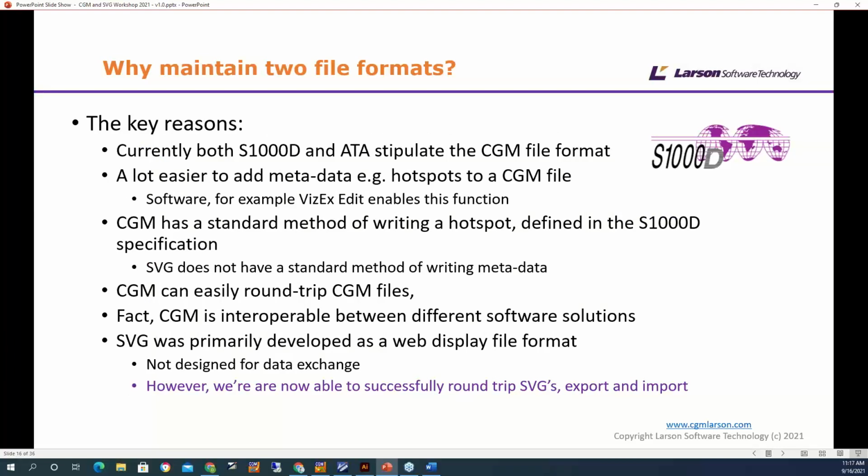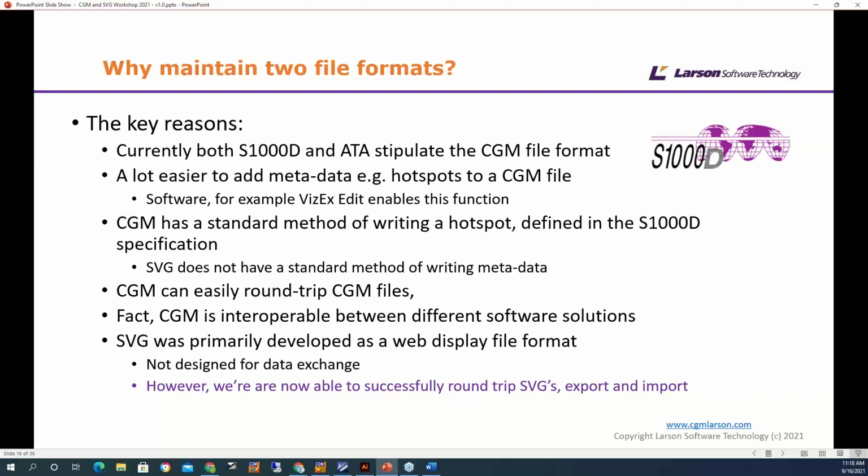So the key reasons you would maintain it, I think, really are the specs. If you go to the specification like S1000D or ATA, they both stipulate the CGM file format. I did a quick search on S1000D issue 5, and the SVG acronym was mentioned once, in a little bit of a line of code, and that was it, nothing else. So there is nothing in the spec to determine what the SVG looks like or its structure. Consequently, two file formats is still very common.